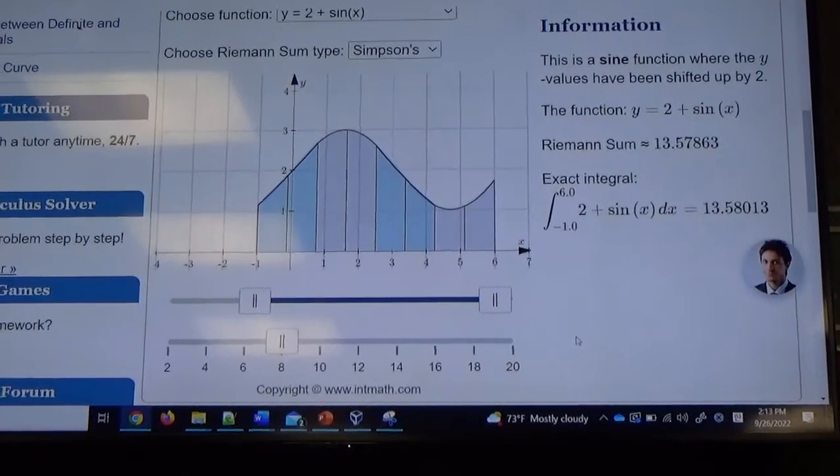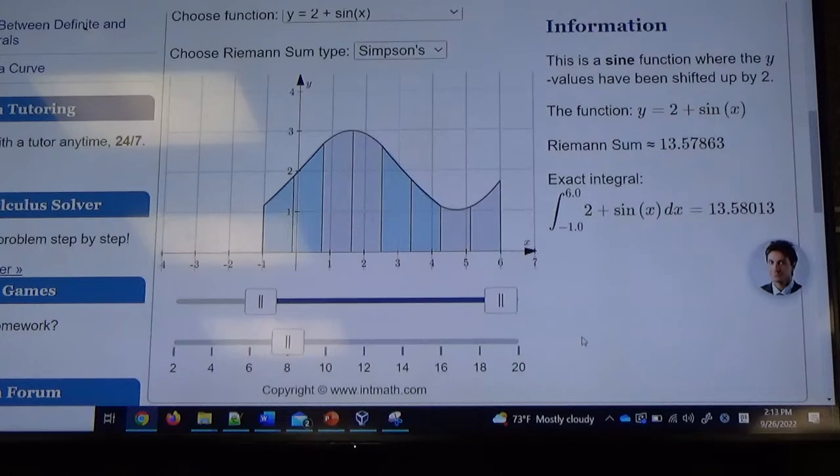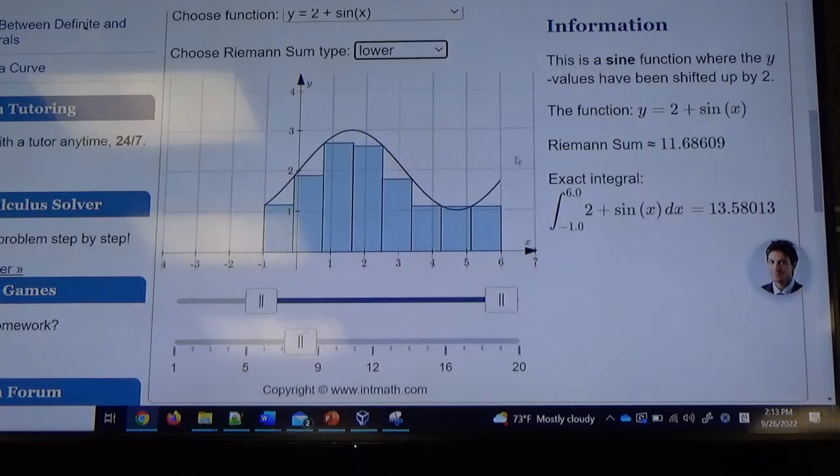Okay, here's a demonstration of the various approximations. Let me start with lower sum. Now, lower sum means that, first of all, I chose the function y equals 2 plus sine x, which varies like this. And I chose the interval to be from -1 to 6. And I'm choosing 8 intervals.